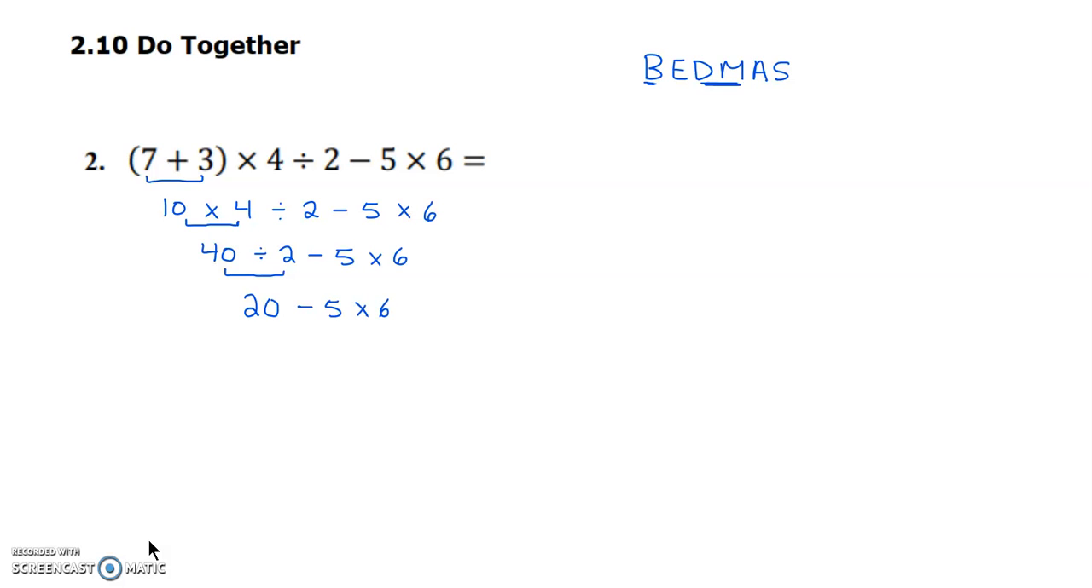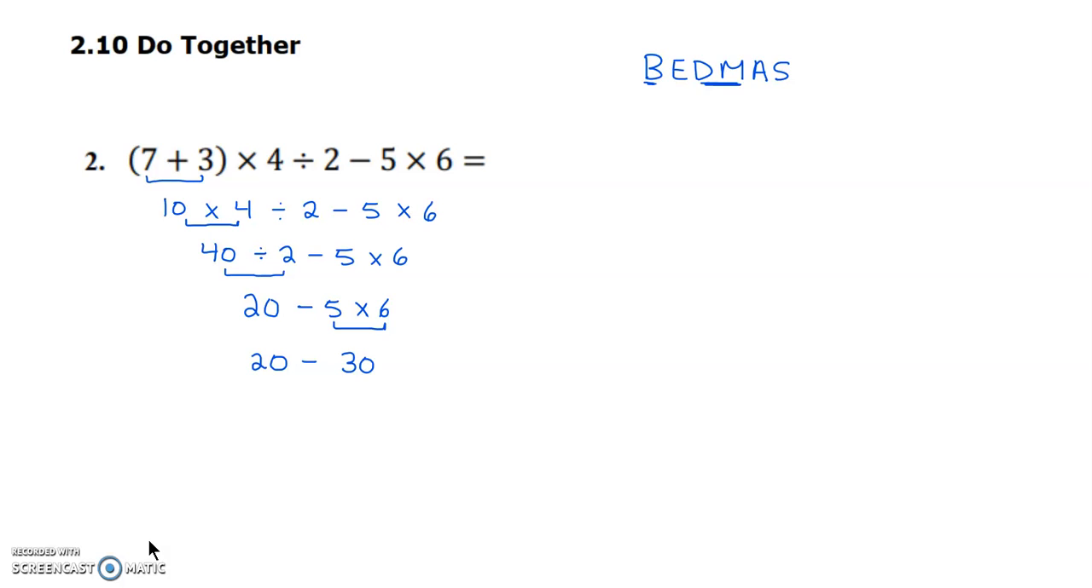Okay. Now I have 20 minus 5 times 6. I have subtraction and I have multiplication. I have to do the multiplication before the subtraction. 5 times 6 is 30, and I copy the rest down. Now I have 20 minus 30.